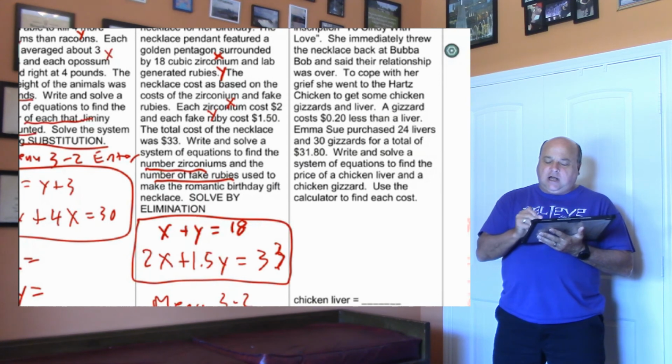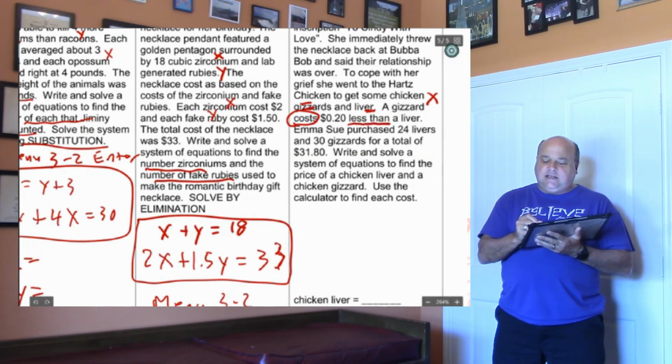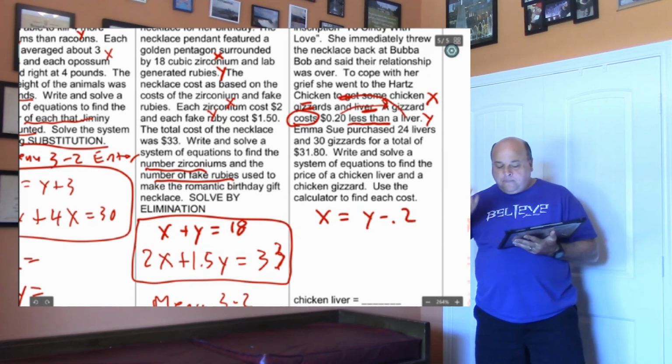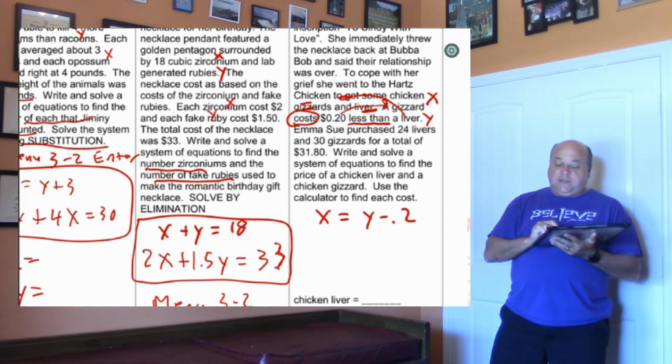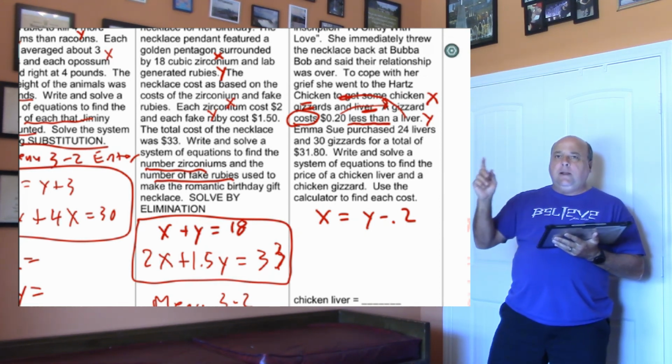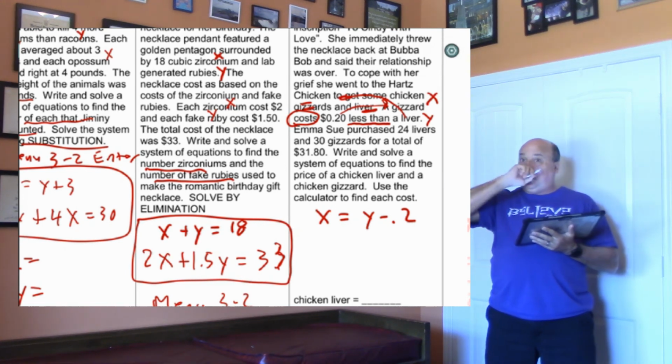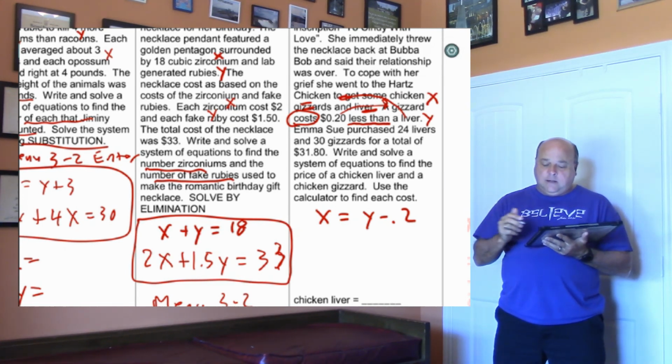To cope with her grief, she went to Hart's Chicken to get some gizzards and livers. A gizzard is x, and the cost is 20 cents less than a liver, but "less than," we've got to flip, don't we? And the liver is y. So that equation is going to be x equals y minus 0.2. So a chicken gizzard, the x, costs 20 cents less than a liver. So remember, if you have less than, you've got to flip it. Make sure you do that, okay?